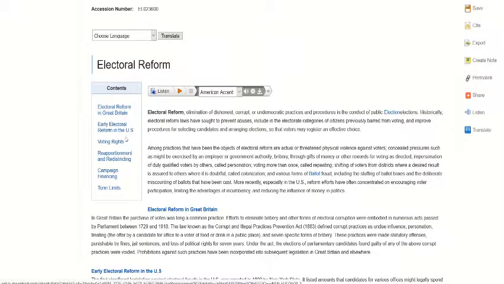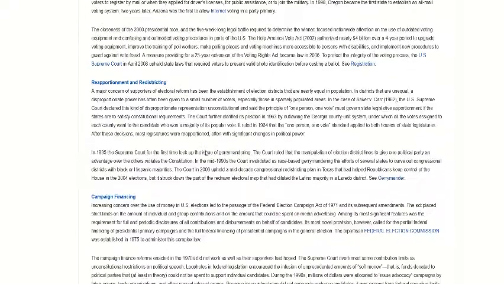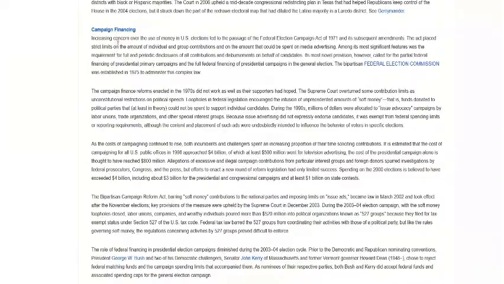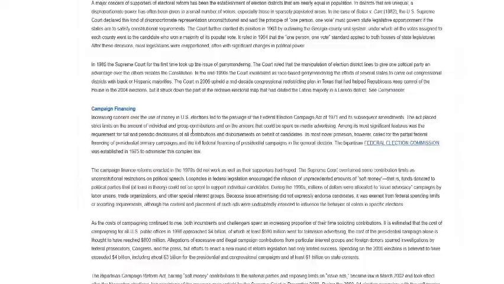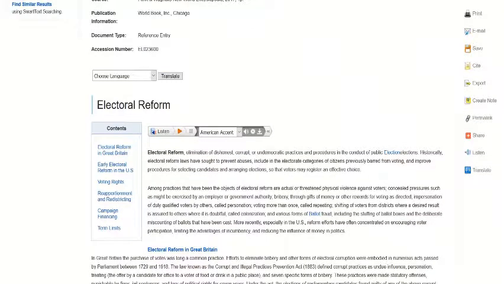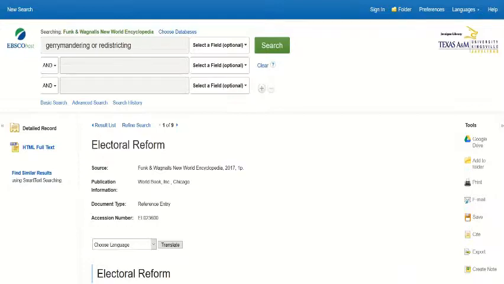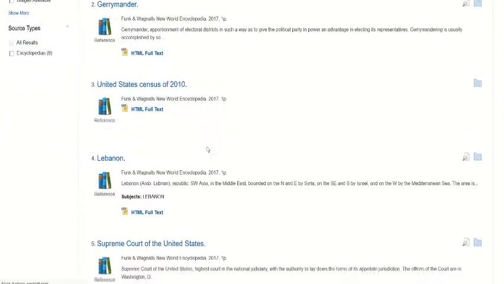History of Electoral Reform in Great Britain, Early Electoral Reform in the United States, Voting Rights. Again, it also has links to important related topics. Internet voting tells us to see registration, reapportionment, redistricting, see gerrymander. So it has links to other useful sources, other articles. Federal Election Commission, that might be a useful one to look up. All sorts of different information here. Let's go back to our search results.